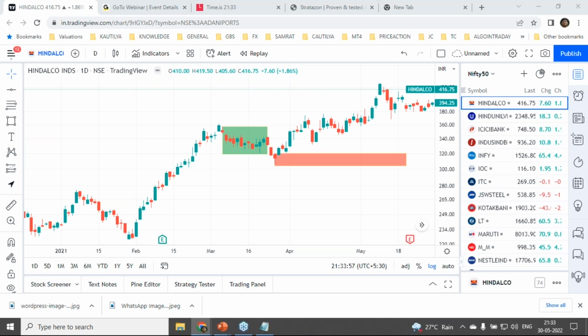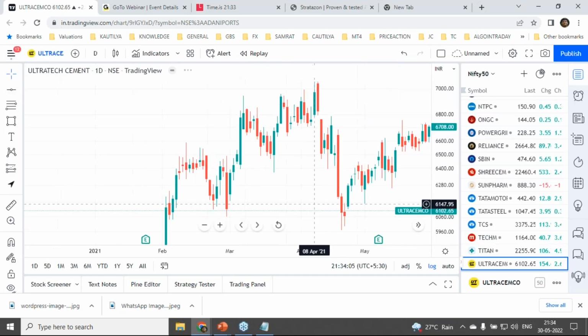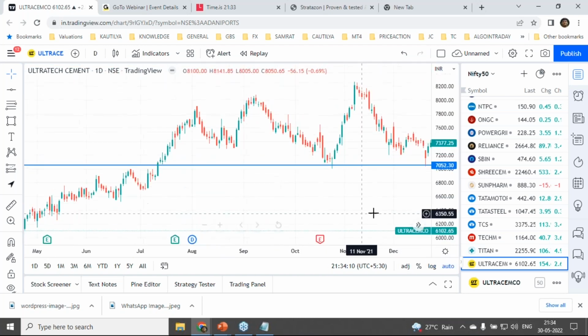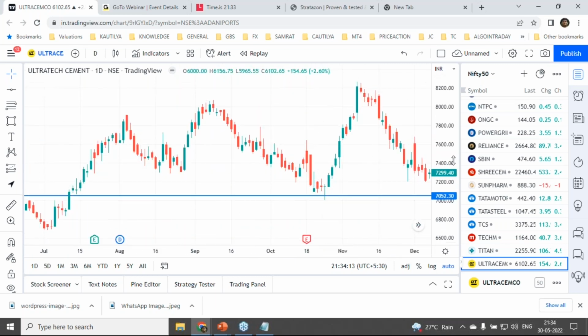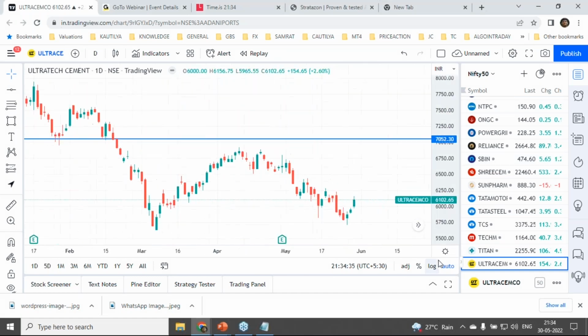Kamal Daluka says, can you check Ultratech Cement? I'm happy to check. But none of you are giving the right answer. Probably you have not understood it properly. This one seems interesting. See, this one is super duper compression. Why? This whole thing is compression. You can never draw a single zone. There are so many base candles causing interruptions.